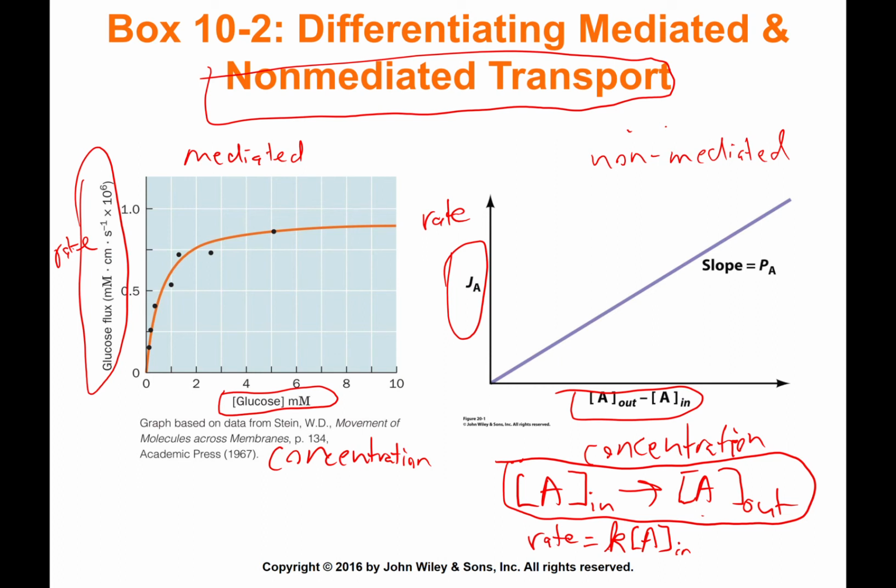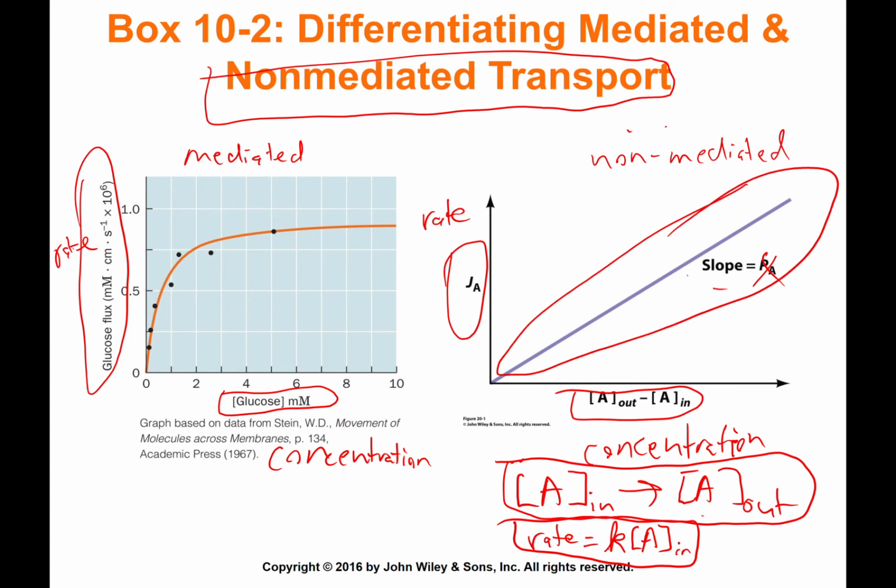So this equation down here, if I made a plot of the rate versus concentration, what type of curve am I going to get? For this equation, if I plotted rate versus concentration, it's going to be a linear line with a slope basically showing you the rate constant. Don't worry about calling it the P, but yes, the slope's K basically. So for non-mediated transport, we basically get a linear response here.